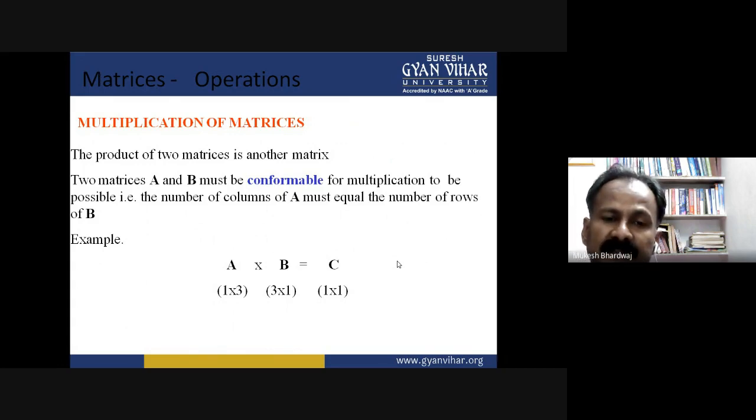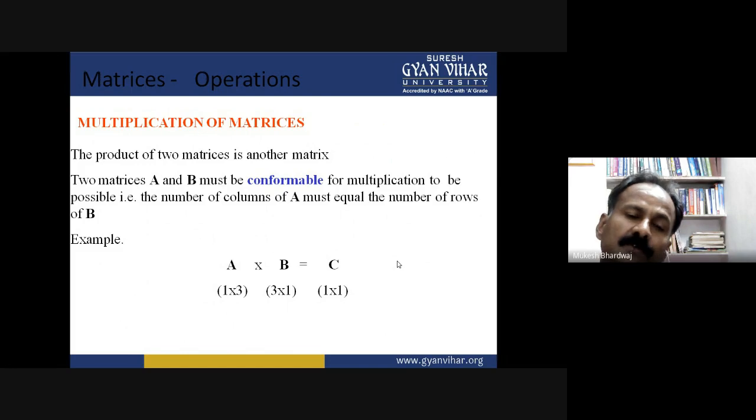Suppose any matrix A is having order 1 by 3. That means its columns are 3 and rows is 1. And the second matrix is having order 3 by 1, that is, it's 3 rows and 1 column. So according to the condition for multiplication of two matrices, the number of columns of the first must be equal to the number of rows of the second. So they are 3 and 3, and they are equal. So the resultant matrix comes out to be of 1 by 1 order.